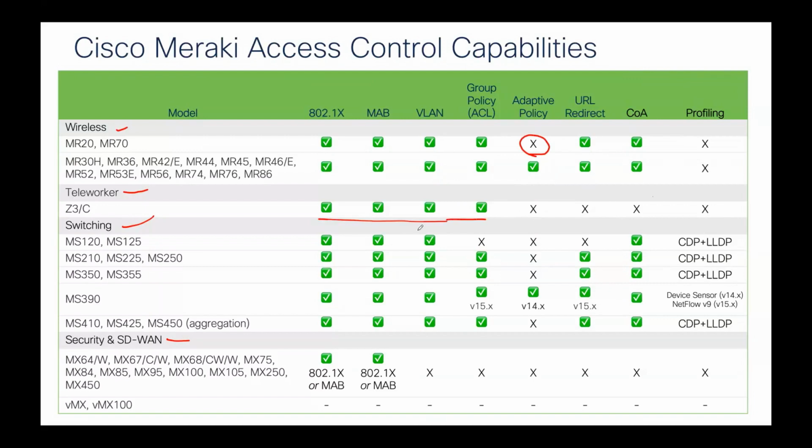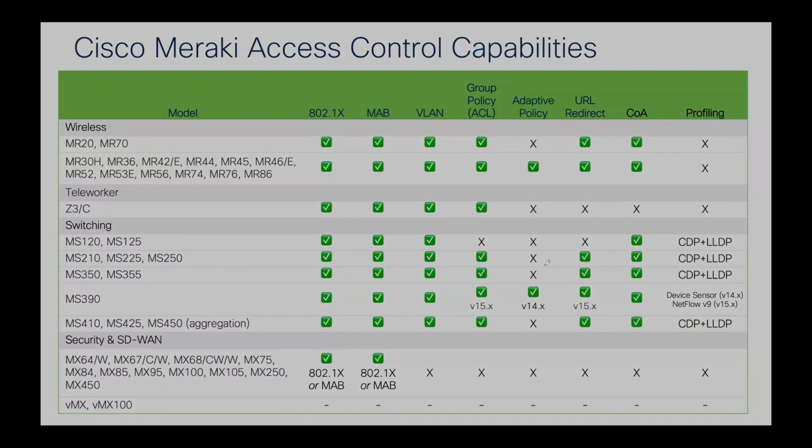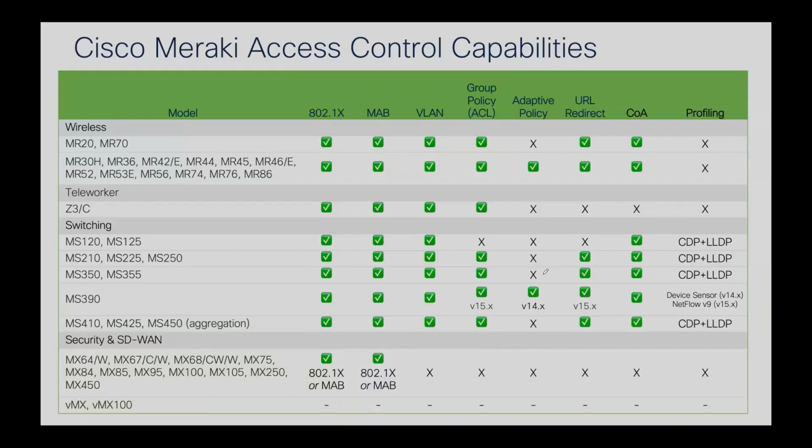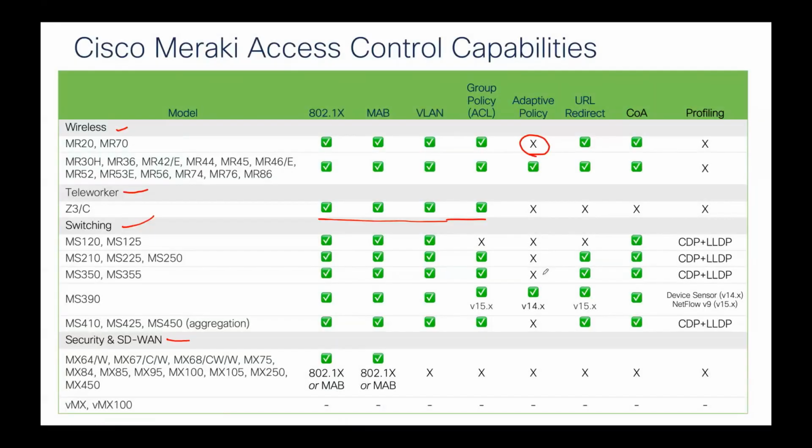Then when it comes to the switches, you can see they pretty much do everything with the exception of these lower end switches where you don't get the ability to do access control lists, because they're layer 2 switches. So you only get L2, you don't get layer 3 and layer 4 capability, right? So that's pretty obvious. And then adaptive policy, you only get that on the higher end Meraki MS390.